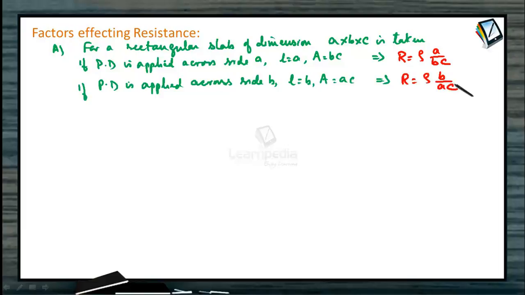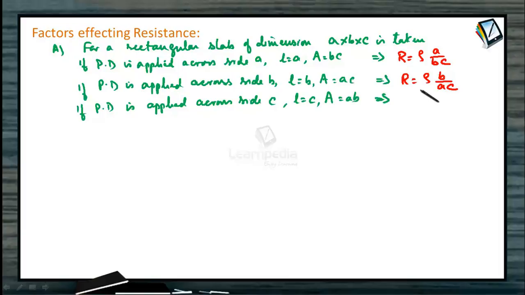Similarly, if potential difference is applied across side C, L is equal to C. Area of cross section will be equal to AB. Then resistance will be R is equal to rho C by AB.